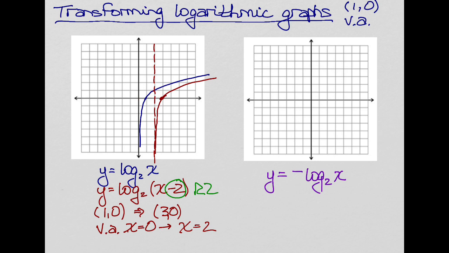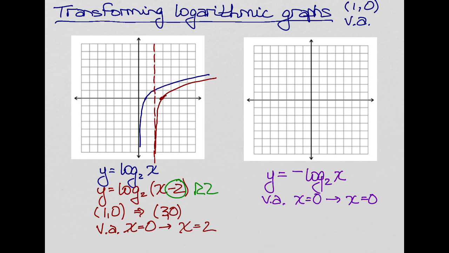Something else we see with logarithmic graphs sometimes is reflections. If I have a negative out in front here, that's a vertical reflection. Everything that used to be down goes up. Everything that used to be up goes down. If I reflect my vertical asymptote, it used to be x equals 0. If I flip it over, it's still x equals 0 if I flip it vertically. So it doesn't move.